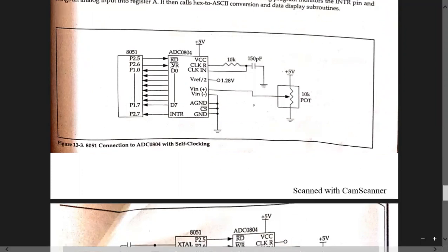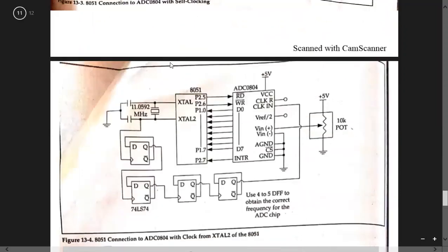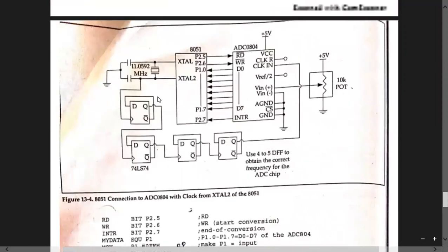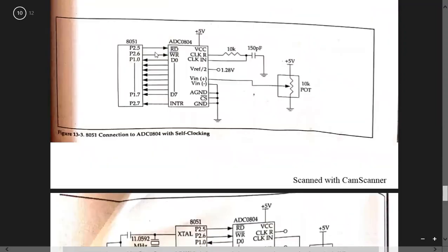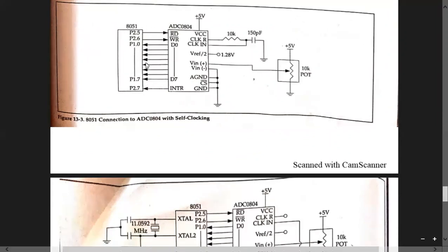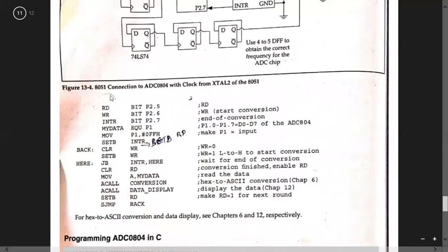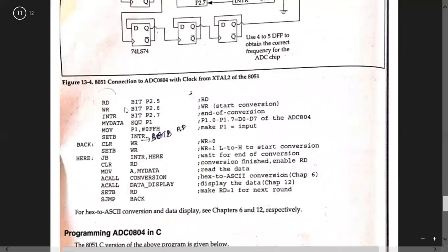Okay, so read pin is connected to port 2.5, correct? And you see in the pin diagram, read pin is connected to port 2.5, write pin is connected to 2.6, and the interrupt is connected to 2.7. So the same thing we have to initialize here. Read pin is connected to 2.5, write pin to 2.6, interrupt to 2.7. Okay, this is initialization.